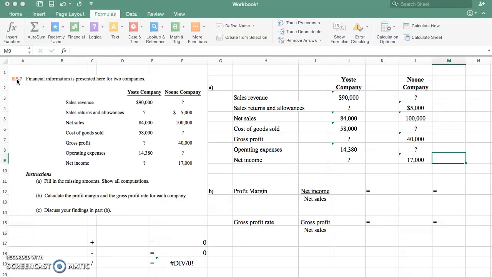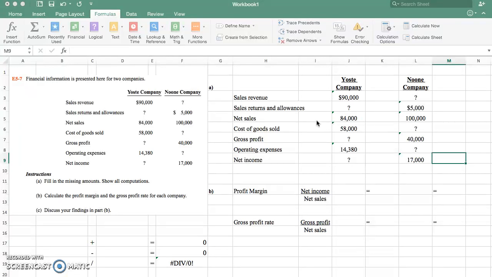In this question, we've been given some financial information for the Yost Company and the Noon Company, and we've been asked to find the missing amounts and to show the calculations. And so down here I've put in some simple formulas for addition, subtraction, and division to show the calculations I'm doing up here. So the first part we're going to work with is the net sales.